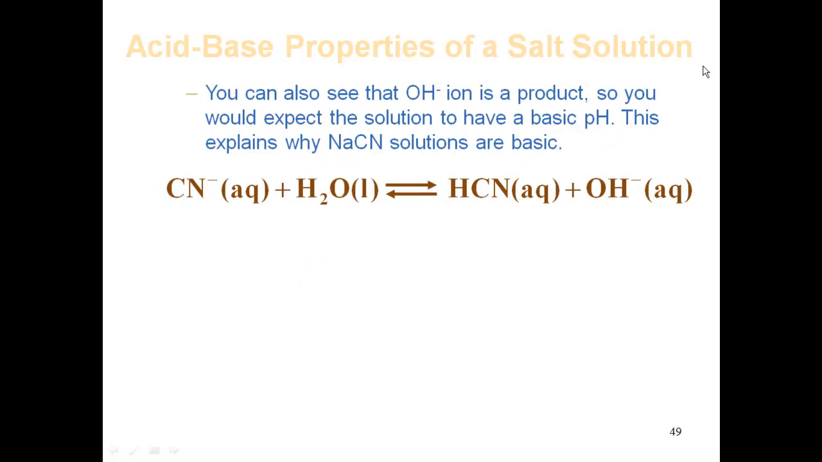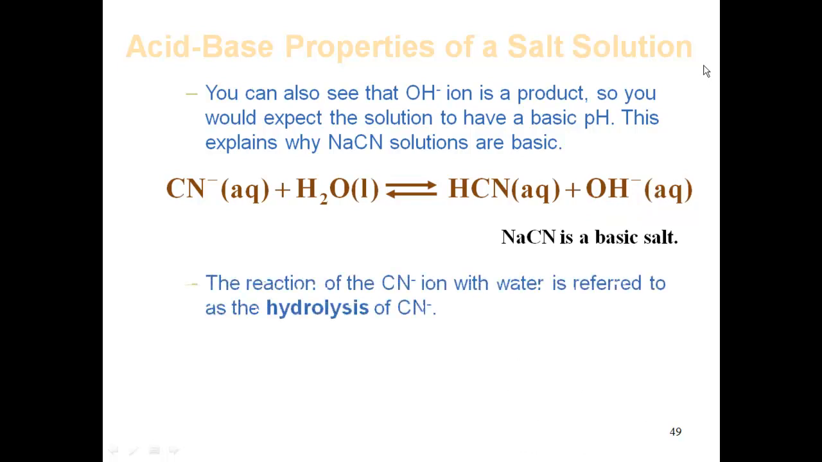You can also see that the hydroxide ion is a product, so what we expect to happen is that the solution will have a basic pH. This explains why your sodium cyanide solutions are basic, okay? Because it's producing more OH minus during that hydrolysis process, the sodium cyanide is a basic salt. The reaction of the cyanide ion with water is what we refer to as the hydrolysis of cyanide.